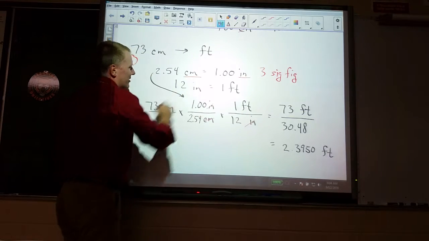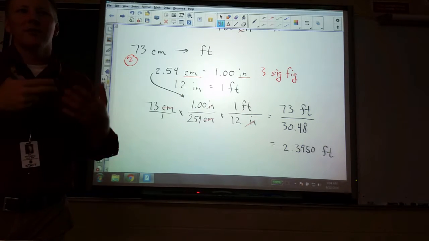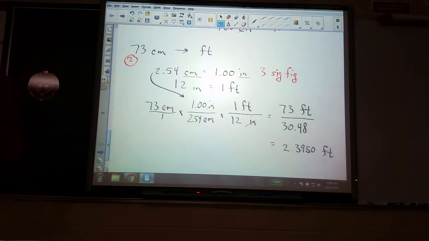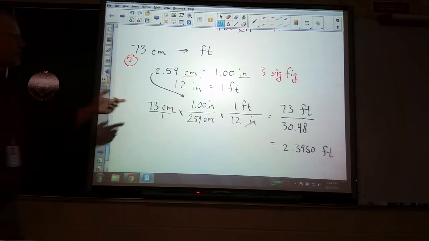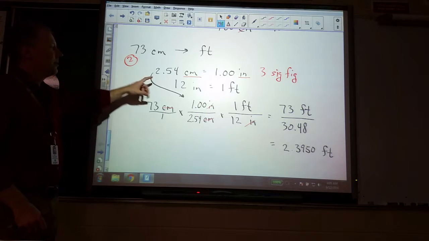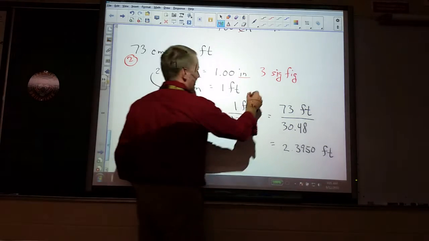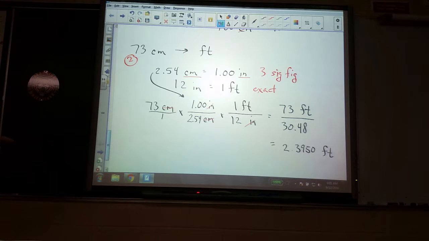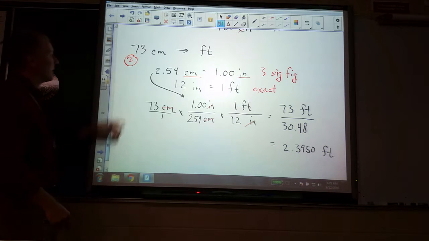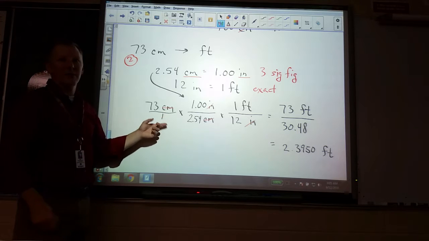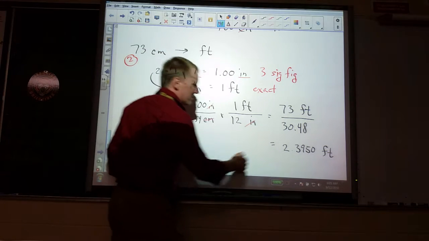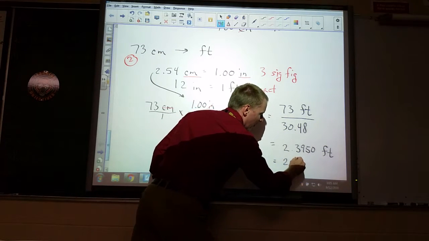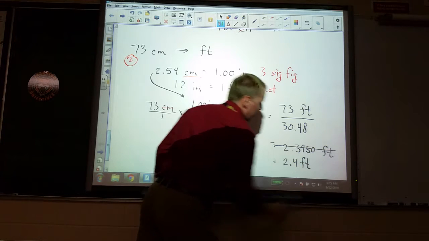They weren't defined together. So we measured out, okay, if this is exactly 1.00 inches, how many centimeters go in there? It's still 3, it's more than this. But it is defined. And then this is exact because we defined there to be exactly 12 inches in 1 foot. So here we would have to pay attention to that, but it doesn't affect us in this one. So we get 2.4 feet with sig figs.